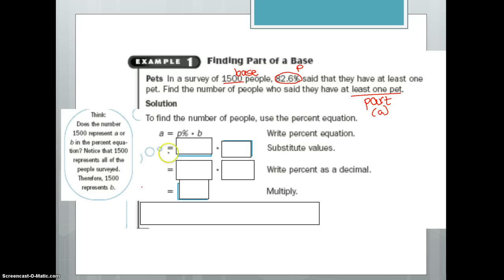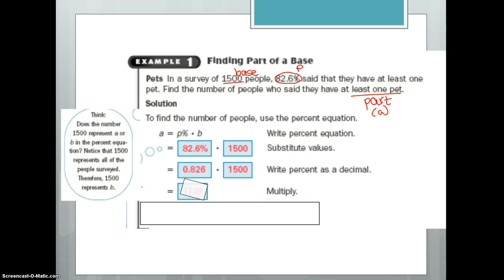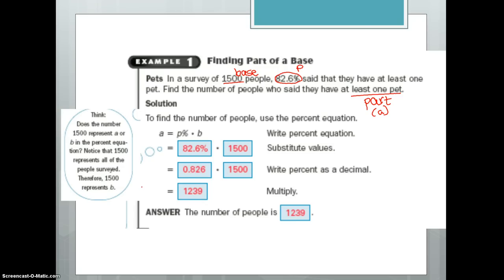Now, when you use the percent equation, we're trying to find A, so we need to take P percent. Now, we don't put it over 100 this time. We're going to actually change it into a decimal. So we multiply the percent times the base, change the percent to a decimal, and now multiply together. So out of the 1,500 people, 1,239 had at least one pet.